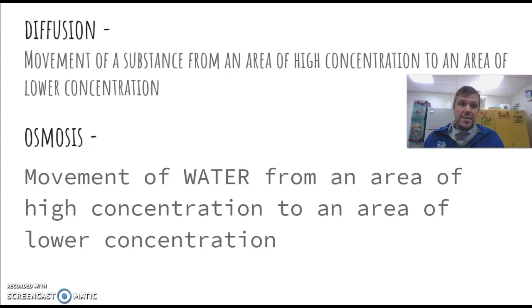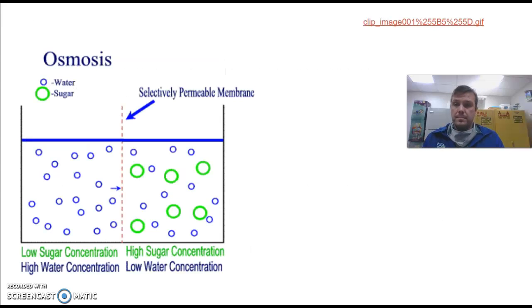Osmosis is diffusion, but it's the diffusion of water through a membrane. And it has to be water, and it has to be going through a membrane, or it's not osmosis. If it's just something going from high concentration to low concentration, that's diffusion. But osmosis is a special case of diffusion.